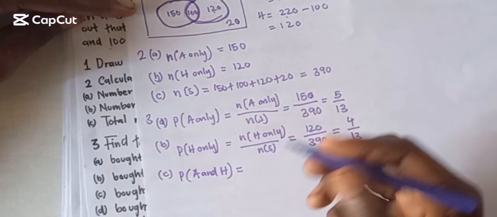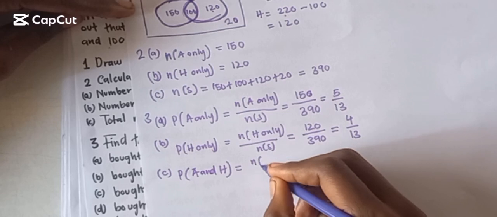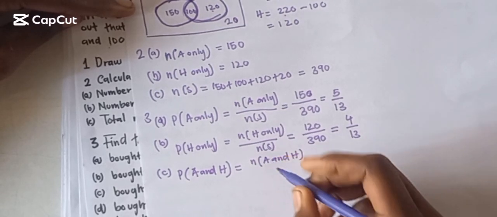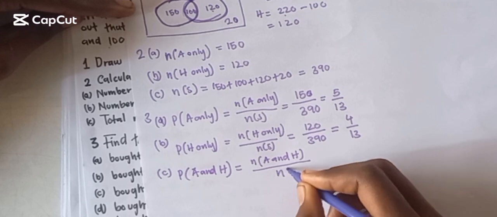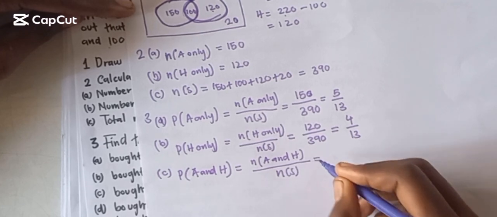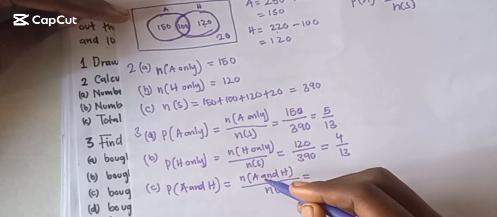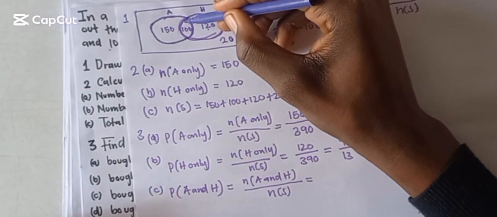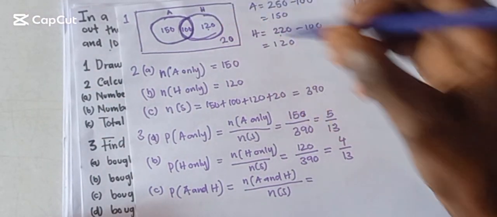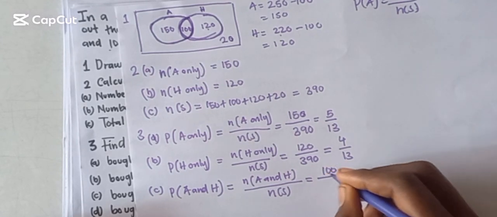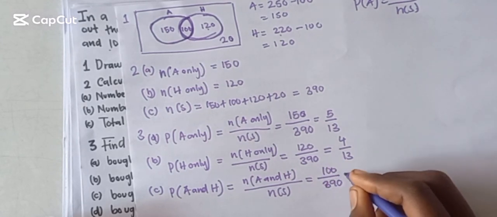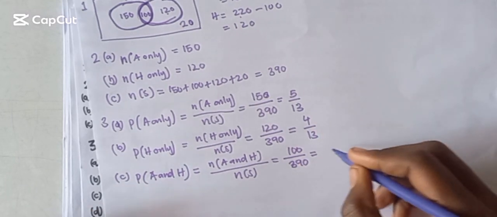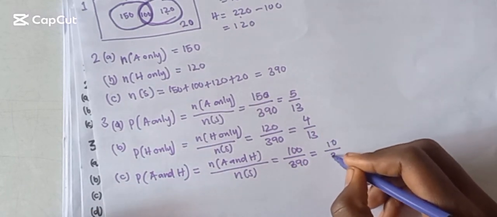To find this kind of probability, we have to find the total number of A and H, which is Amapiano and hip hop, divided by the total number of the sample space. The people who do both, where do we find them? We find them in the circle where they intersect, which is 100. So we write 100 out of the sample space, which is 390. Do you see how simple it is? If you work this one out, you're going to get 10 out of 39.